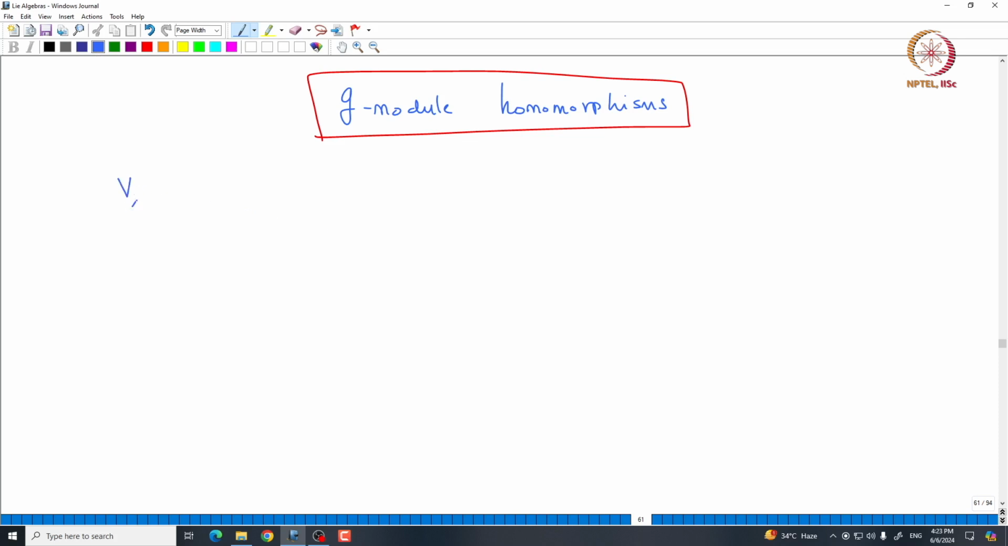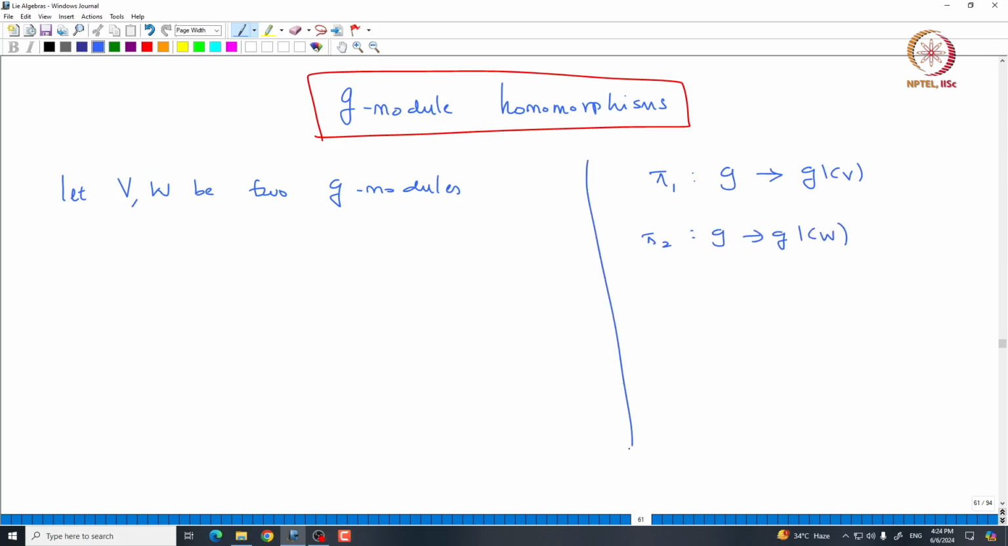So, let's say V and W be two G modules. Let us say they are given using these maps pi 1 and pi 2. So, pi 1 is a map from G to GL of V and then pi 2 is a map from G to GL of W. Okay. So, a G module map or G module homomorphism, let us call it phi, is a C-linear map.